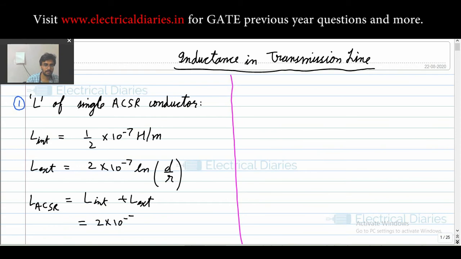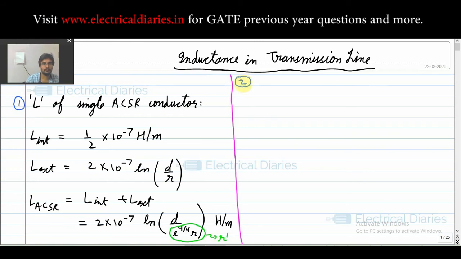2 into 10 to the power minus 7 ln d by e to the power minus 1 by 4 r. Minus 1 by 4 is the power of e, and that whole is multiplied by r, Henry per meter. Always remember the units with the formulas. This term, e to the power minus 1 by 4 r, is also denoted by r dash. So this is the first thing.